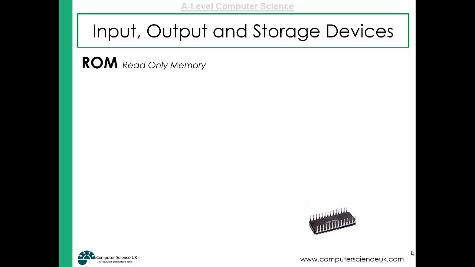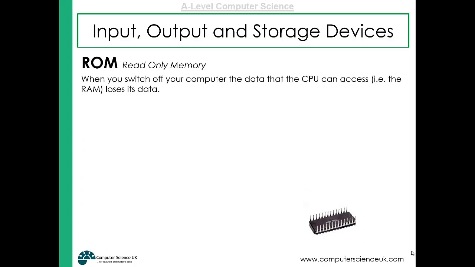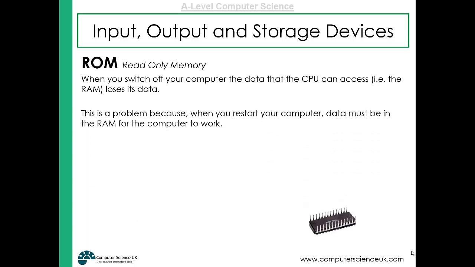Okay, so another primary memory device is the ROM, read-only memory. If you think about when you switch your computer off, the data that the CPU can access, for example the stuff in the RAM, loses its data. So all your data would be wiped if you had only RAM. And that's a problem, because when you restart your computer, data must be in the RAM for the computer to work. But if the RAM is volatile, then how can data reside in the RAM when you switch your computer on for the first time? Well, it can't, and that's where the ROM comes in.